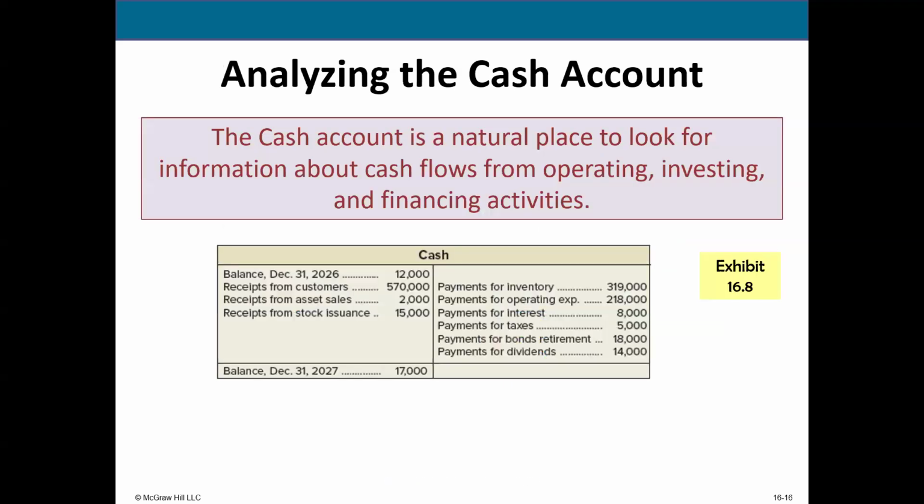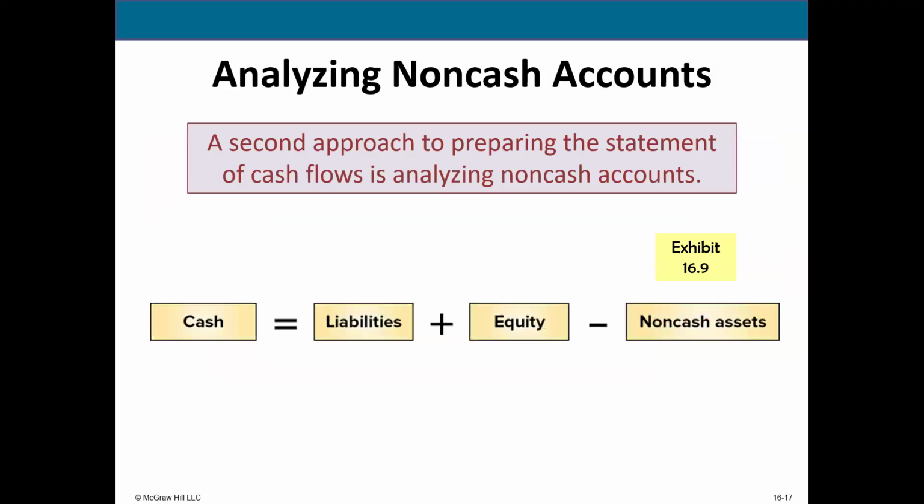So in that first step, I need to analyze the cash account by looking at the change in cash. The cash that came in minus the cash that went out. I do that for the whole year to get my ending balance cash. Once I have my ending balance cash, I then need to analyze my non-cash accounts. If I needed to figure out what my cash balance is and I didn't have that amount at the ready, I can figure it out.